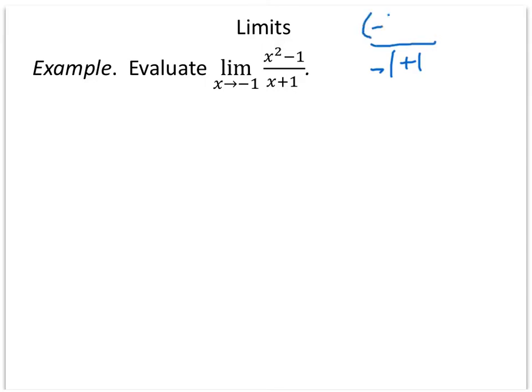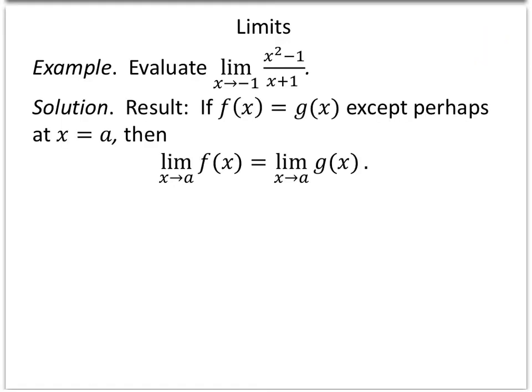However, the numerator is -1 squared minus 1, which is also 0. So we call this what's known as a 0 over 0 indeterminate form. We don't know whether or not the limit exists. That's why it's indeterminate. So we're going to use a special theorem in order to evaluate these.